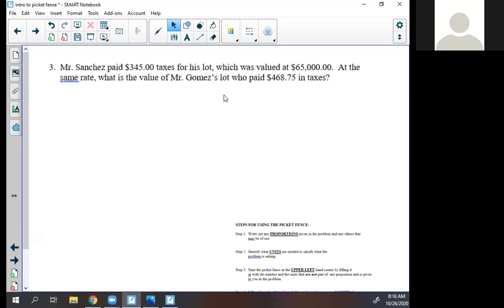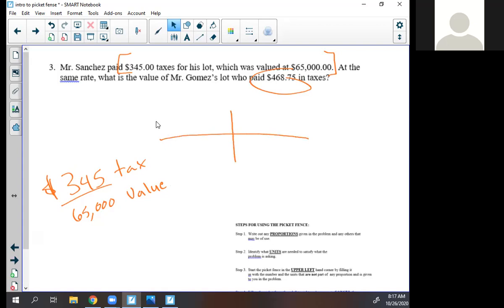Okay, so we're looking for the 2 numbers that would be together that make the proportion. All right, he paid that for that. That's a ratio. So I'm just going to write it here, $345 per $65,000. Now, I'm going to write that this was the tax and this was the value. Then they are different numbers, even though they're all money. Okay, so this would then be my ratio. Where do they go?